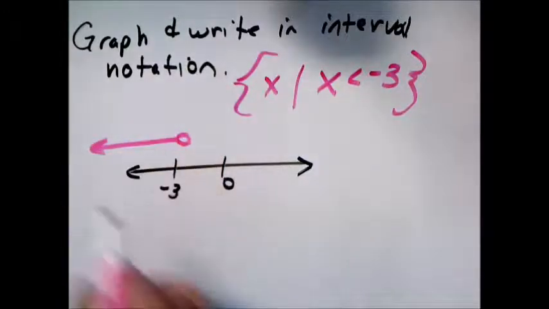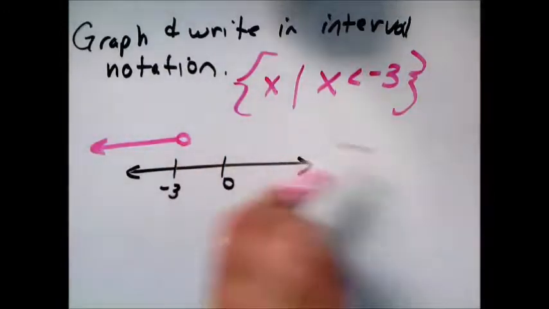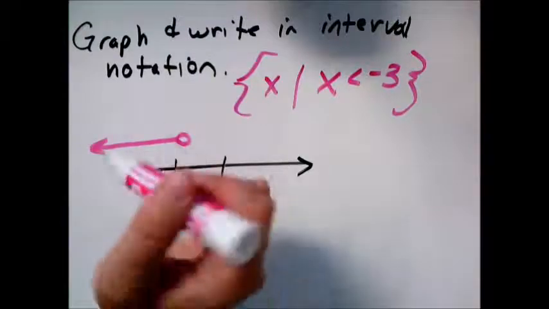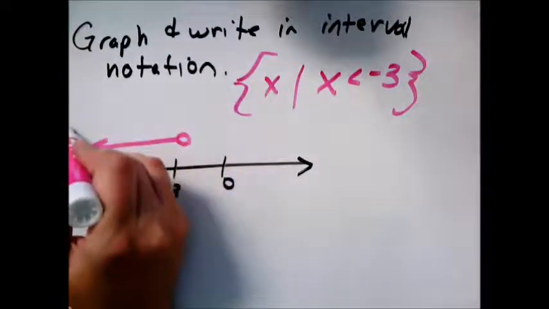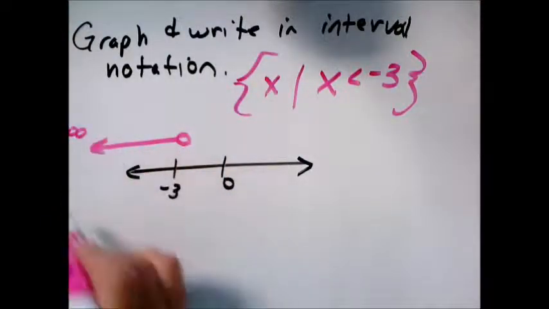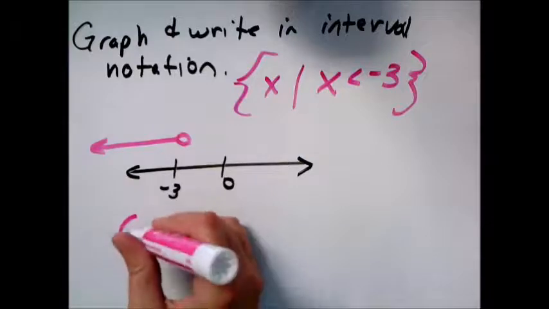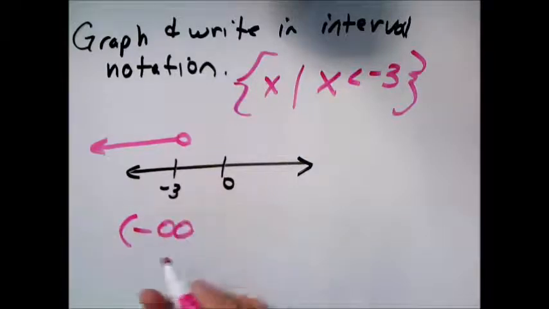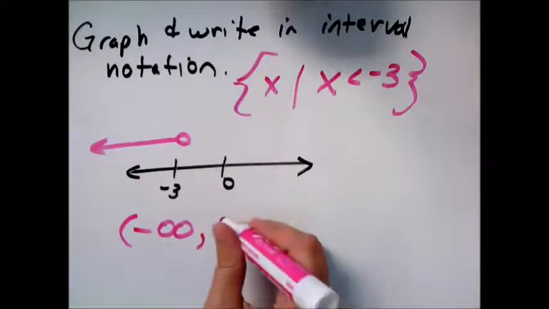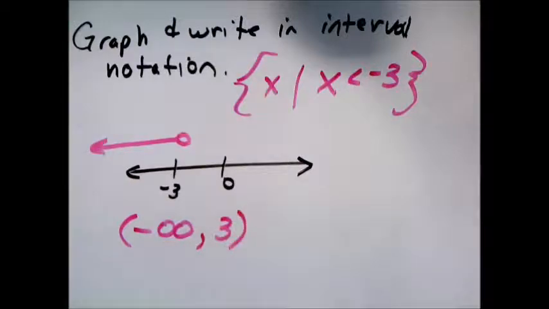Now if I keep going forever, what is that? Well, if I keep going forever this way, it's infinity, right? The biggest number. Well, if I keep getting smaller and smaller and smaller, we're going towards negative infinity, the smallest possible number. You can just keep going and going and going. And so if I'm going to write interval notation, I'm saying I'm going from the smallest possible number and then up to -3. And neither one of them are included.